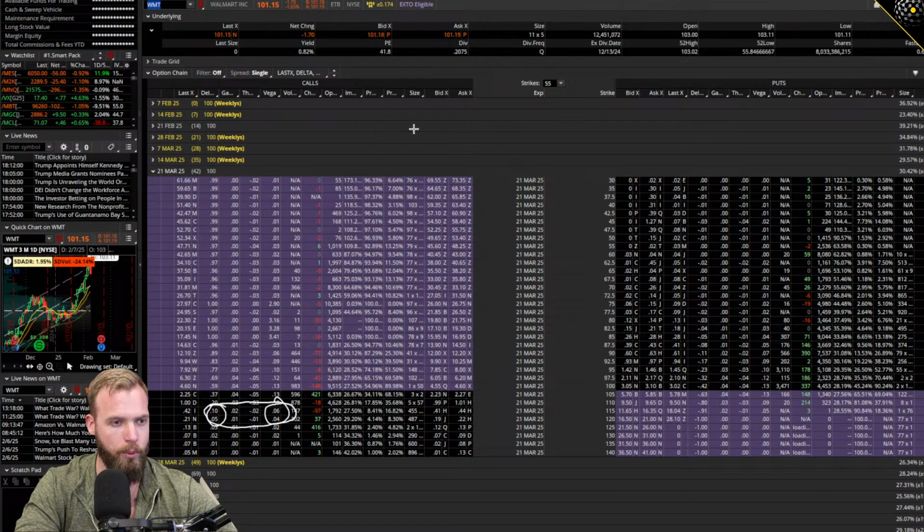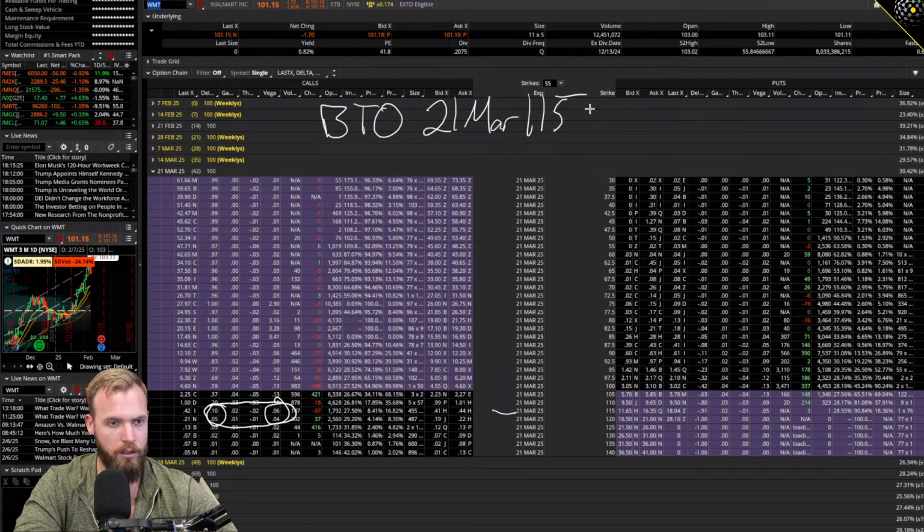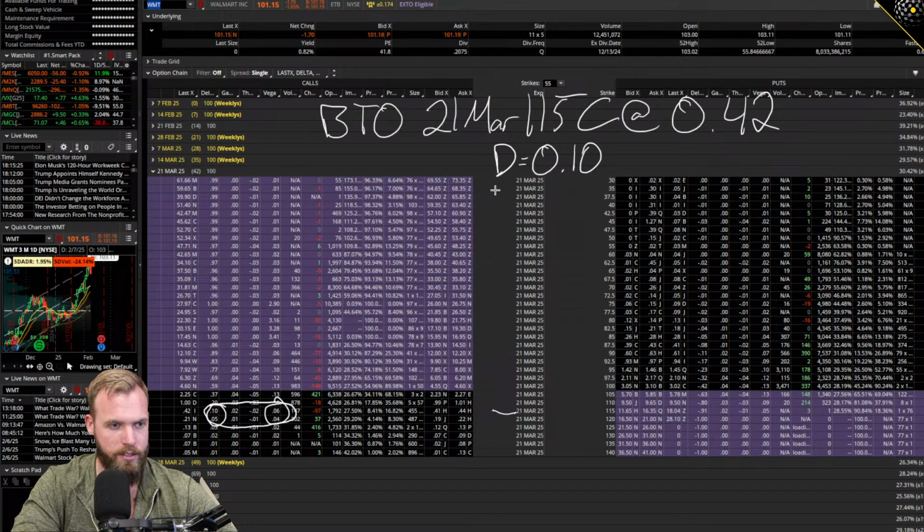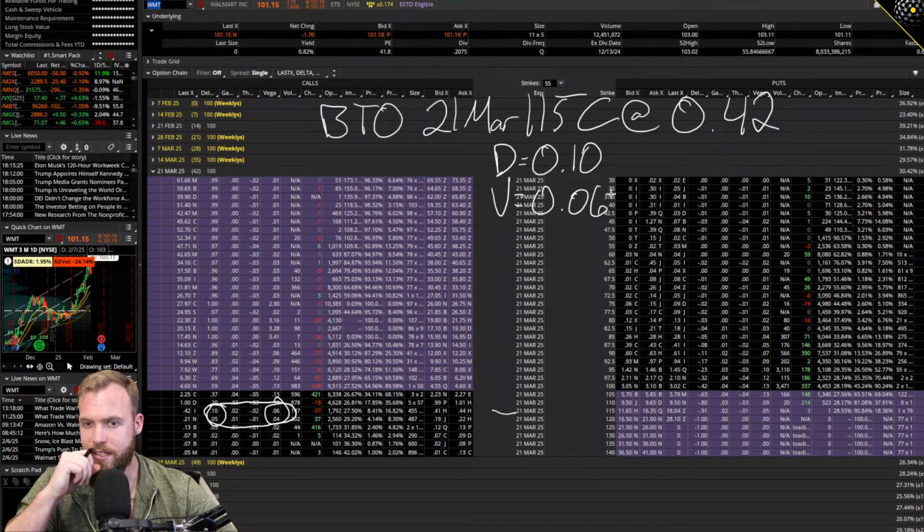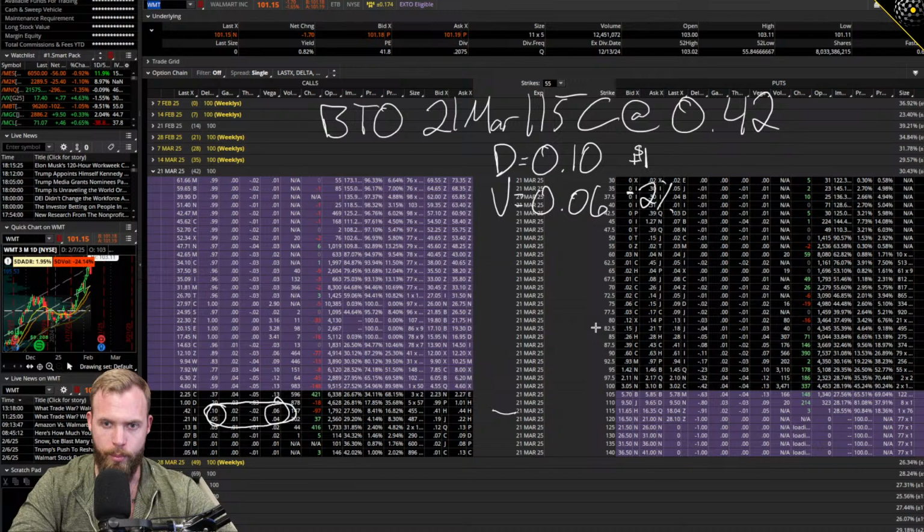Let's say, for example, that we buy this call, which is, what is this one? The 115. So we buy to open the 21 March 115 call, and we pay, let's just call it 42 cents. Now, this has a delta of 0.10, and this has a vega of 0.06. So let's say that we get a plus $1 move, but a minus 2% move in volatility as this is happening.